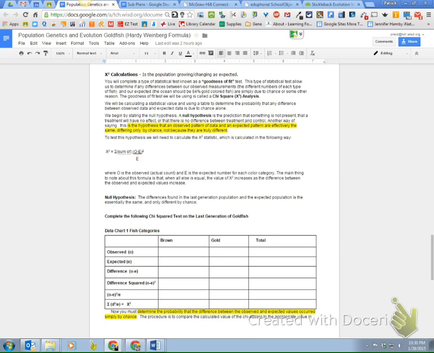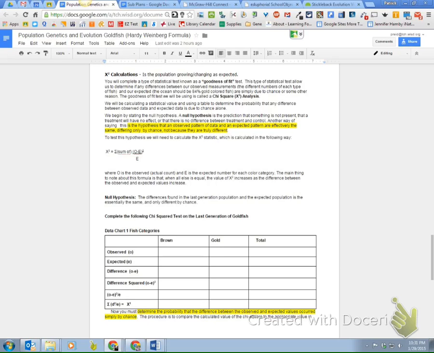What did you observe? How many browns were there? How many golds were there? Well, what's 86% of the total number of browns you had? What's 86% of the total number of golds? So 86% of 20 total fish is the brown amount, and then the other 14% is the gold amount. So that's what you expected.